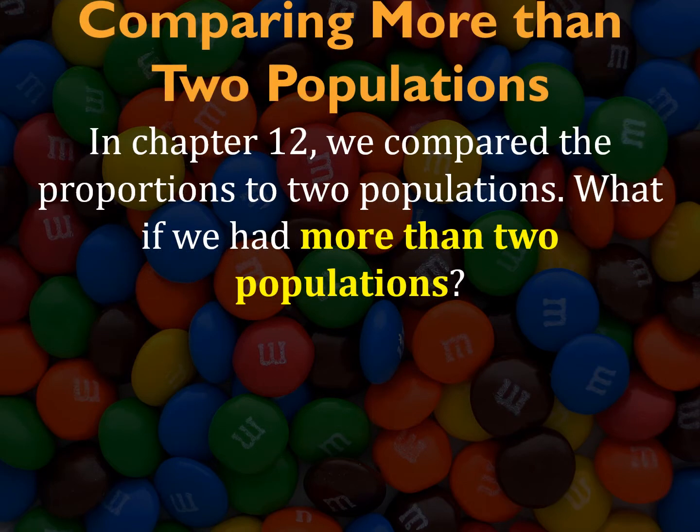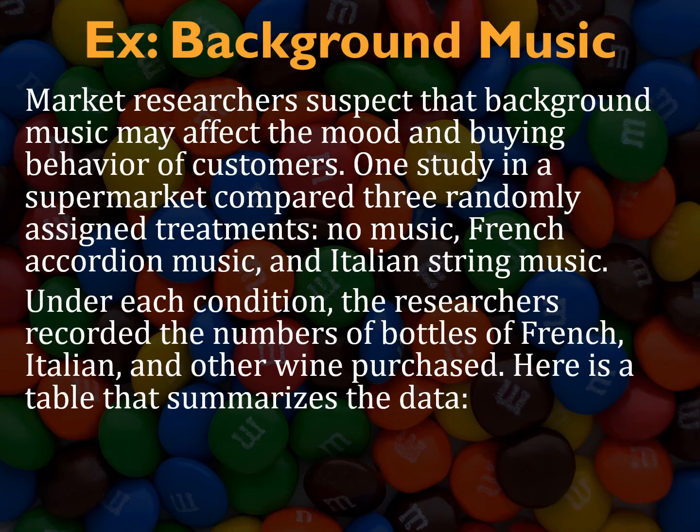So in chapter 12, we compared the proportions of two different populations. But what if we had more than two populations? Are we stuck? Of course not. So here's the example we're going to use.